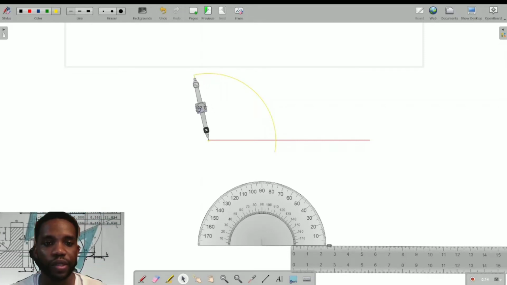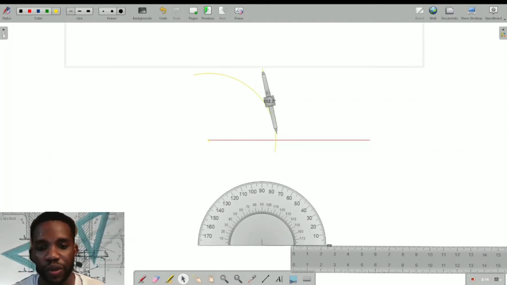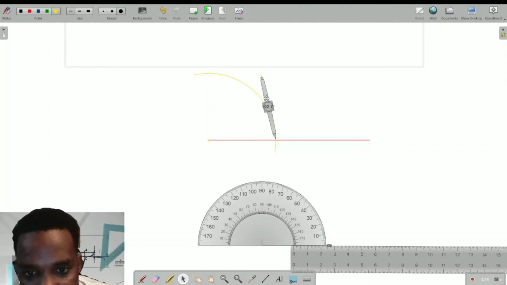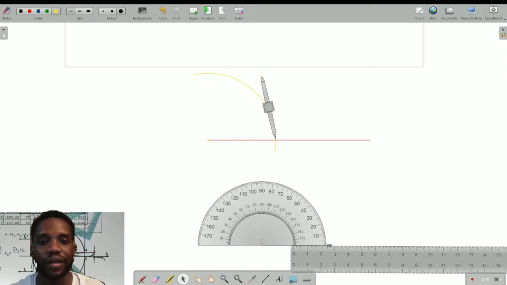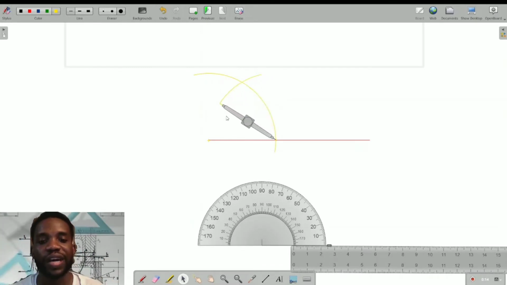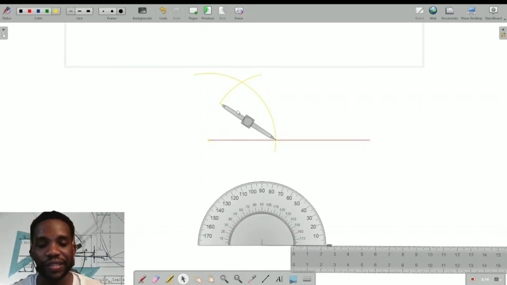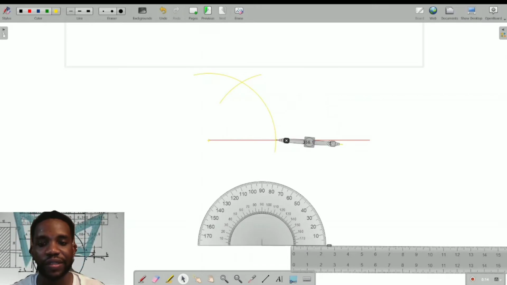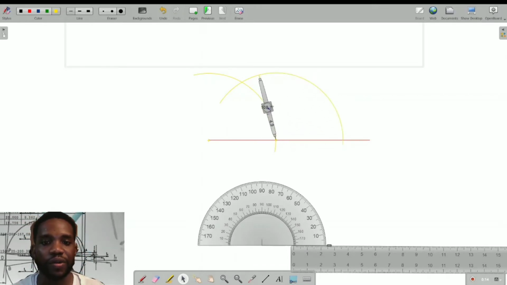There we go. Now notice that I'm not adjusting this. I'm keeping it as it is. I'm simply going to move it to where this arc intersects my baseline right there. Dead on the point. I want it exactly there. And I'm going to swing the next arc that cuts this one. There we go. Now notice I've not adjusted my compass. I leave it as it is. Now, in fact, let me swing this all the way around to make my life easier.